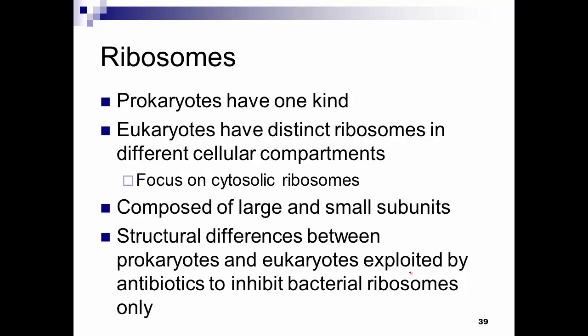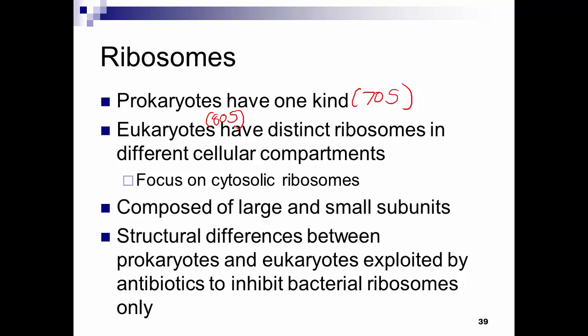Now let's move on to ribosomes. Now for prokaryotes, they're one type of ribosome. It's the 70S ribosome. It's a little bit smaller than its eukaryotic counterpart. The main eukaryotic ribosome is an 80S ribosome. And so that's very important. We make the distinction.